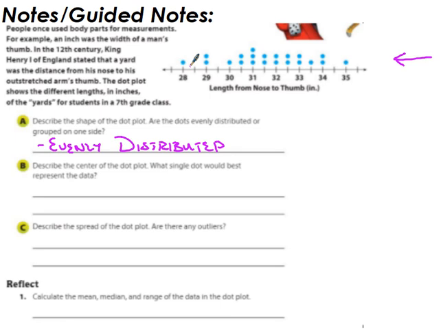Then we want to describe the center of the dot plot. What single dot would best represent the data? So for the center, we're looking for the middle value, and this can be something visual, where's the center, and it looks like 31 here. I have the most people at 31, maybe 31 and a half. But that's where the most people are, and that is a middle value in this data. So the center is at 31. That has the most values.